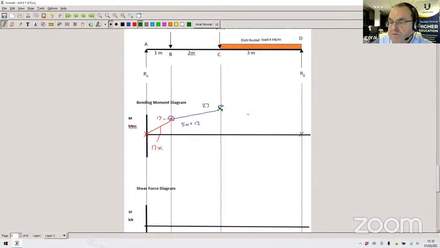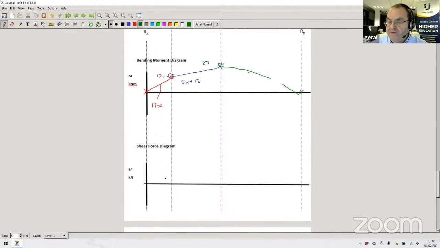Let's see if I can draw it a bit better. So it's a curved line that gradually drops off to the 0 again. Again, it's not the best line in the world, but it goes back to 0. And the function of that line is what you calculate, what you determine for section C to D. That's the bending moment diagram done.